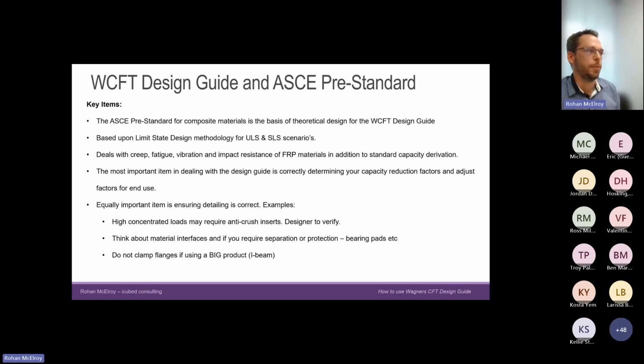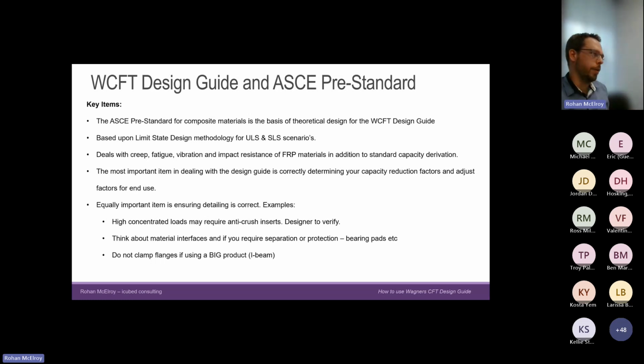The ASCE is a limit state design guide, which is great for Australian engineers. You're dealing with ULS, ultimate limit state, and SLS, serviceability limit state scenarios. And it also deals with creep, fatigue, vibration, and impact resistance, which you can sort of delve into more detail depending on your situation. The two most important things I usually get concerned about when designing with FRP, and especially using the manuals, just making sure you're not doubling up on capacity reduction factors. We'll look at that in the next slide, and just making sure that you as the end designer are appropriately using the adjustment factors for end use.